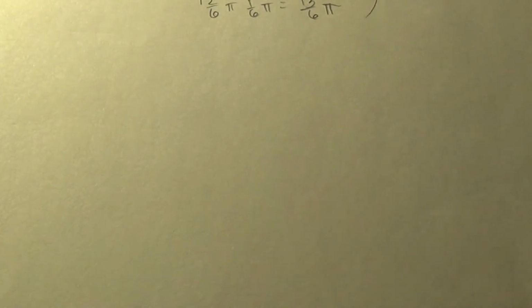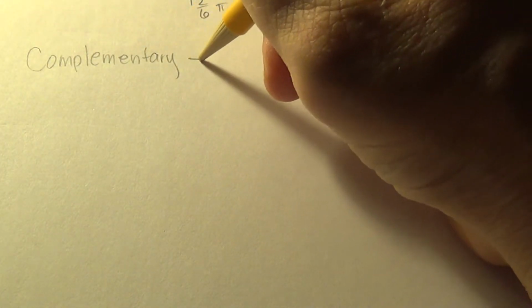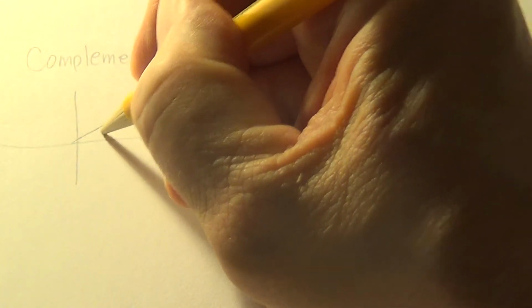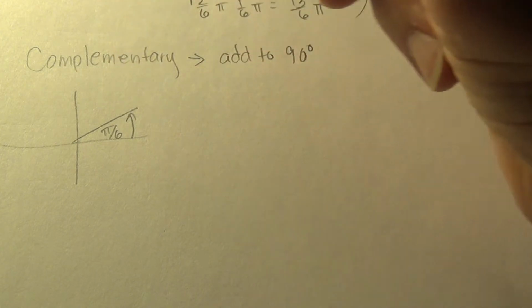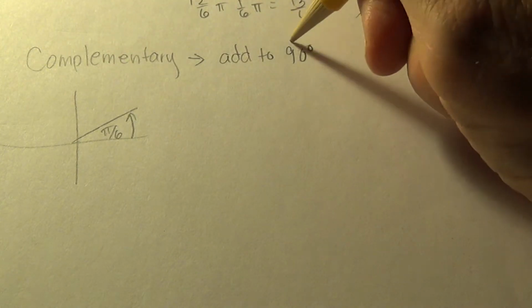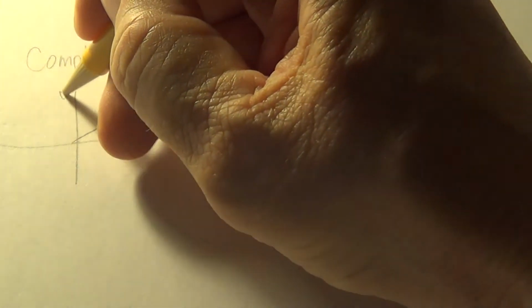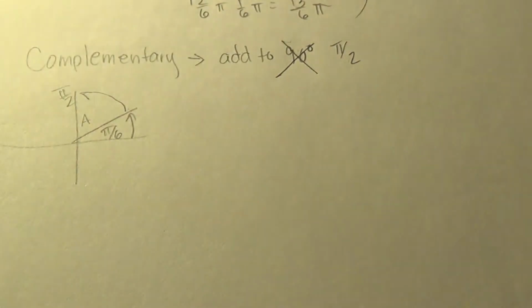Alright, the last two topics are complementary and supplementary angles in radian measure. Complementary angles add to 90 degrees. So let's just do pi over 6. So pi over 6 is the radian measure we're going to find the complement to. So we know complementary angles add to 90, but in radian measure, that's pi over 2. So what do I add to pi over 6 to get to pi over 2? So I'm really looking for this angle right here.